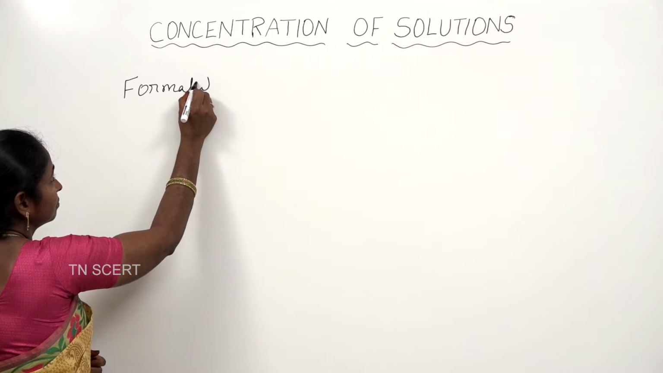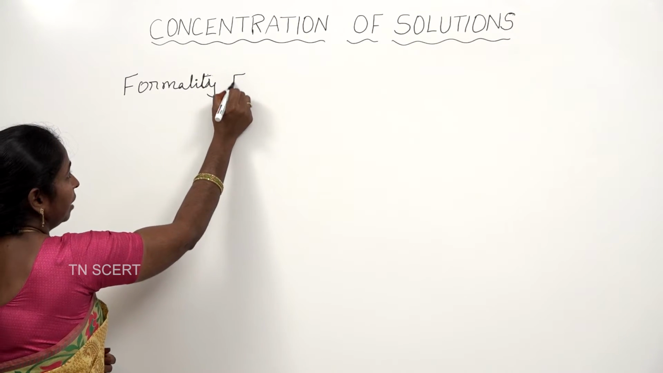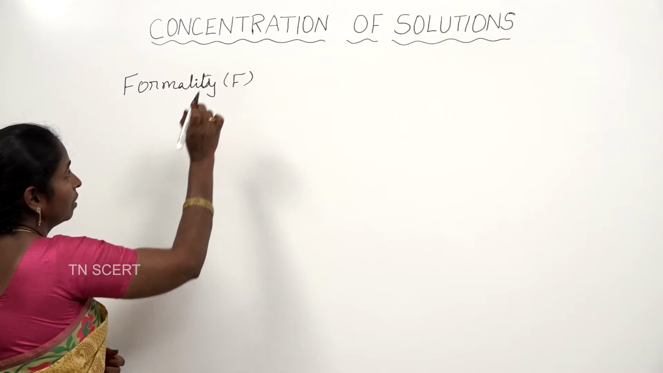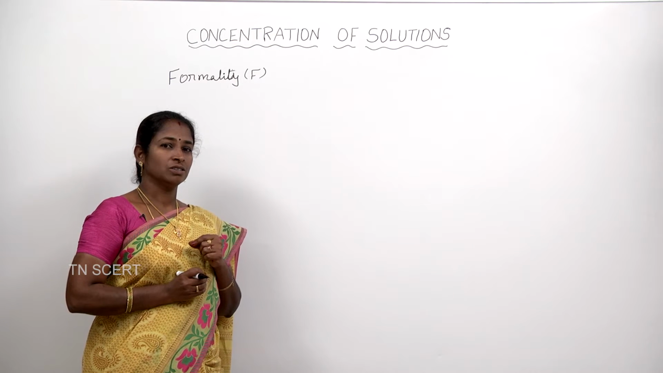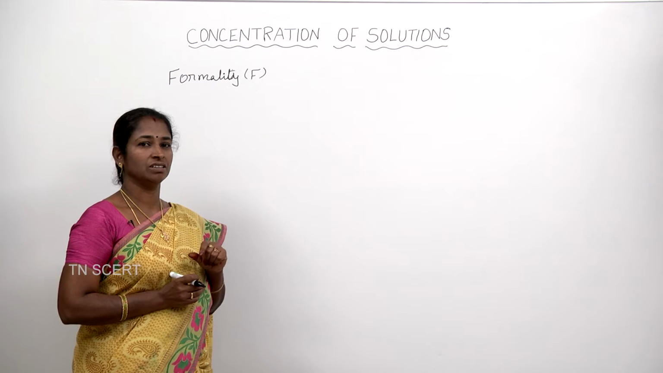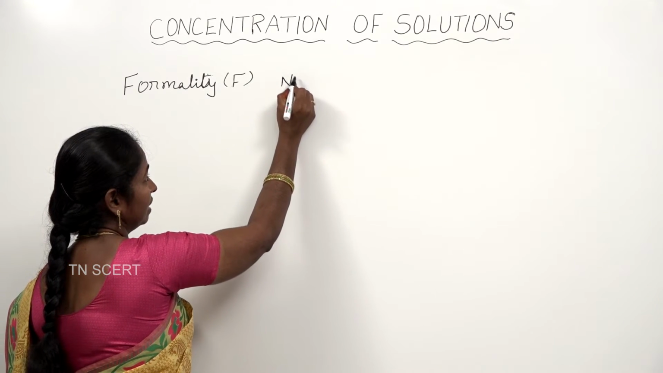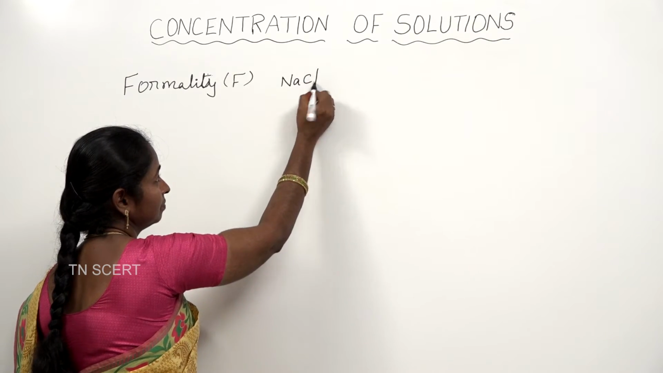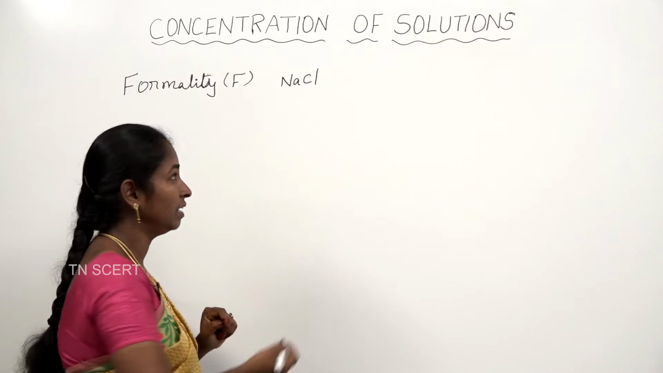Formality, given by the letter capital F. What is formality? To understand this, you have to know what is formula mass or formula weight of the solute. Say, take the example of NaCl, our table salt. You know how to calculate formula mass for this NaCl?